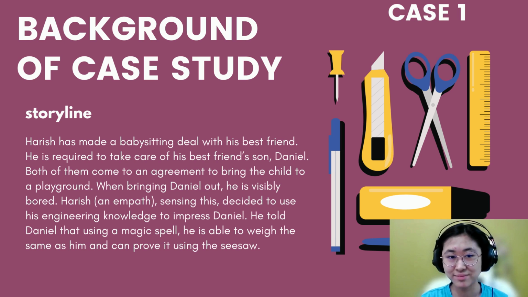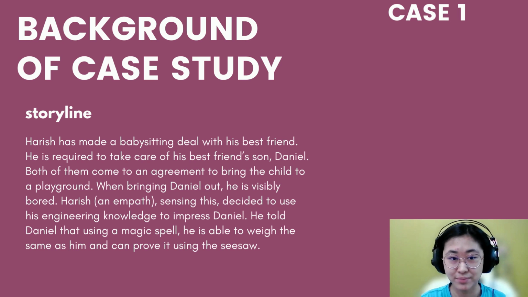For case 1, this is the storyline. Harish has made a babysitting deal with his best friend. He is required to take care of his son, Daniel. Both of them agree to bring the child to a playground. When bringing Daniel out, he is visibly bored. As an empath, Harish decides to use his engineering knowledge to impress Daniel. He tells him that using a magic spell, he is able to weigh the same as him and can prove it using the seesaw at the park.